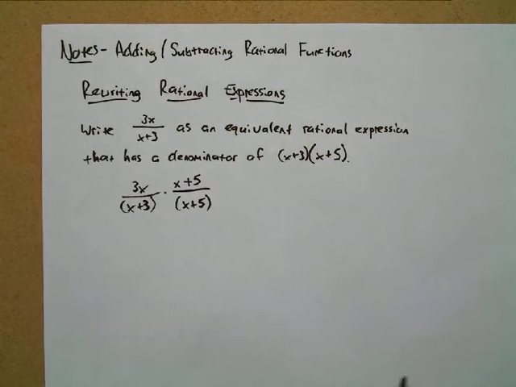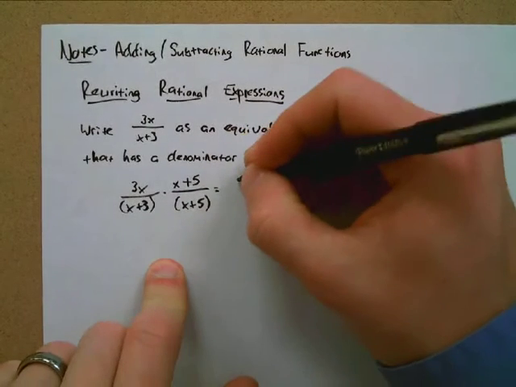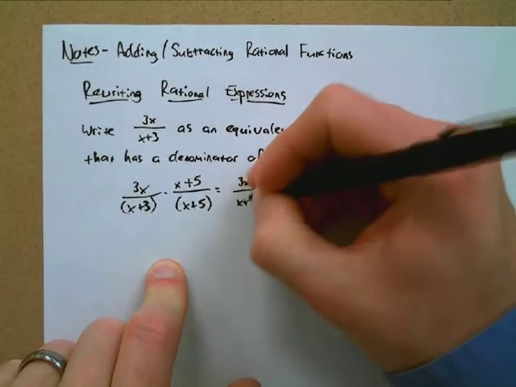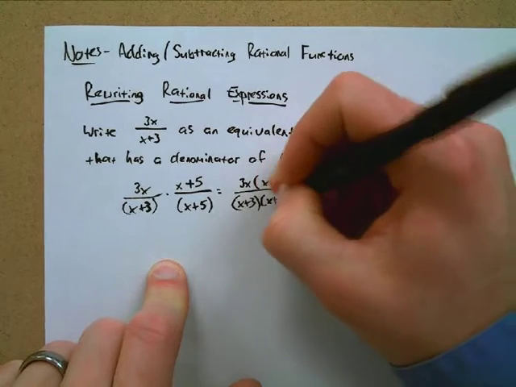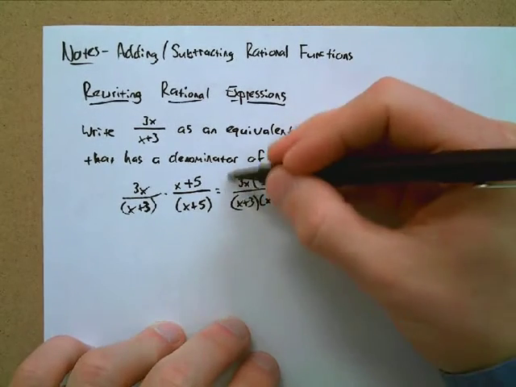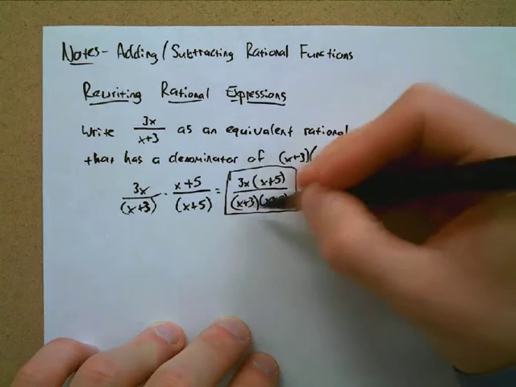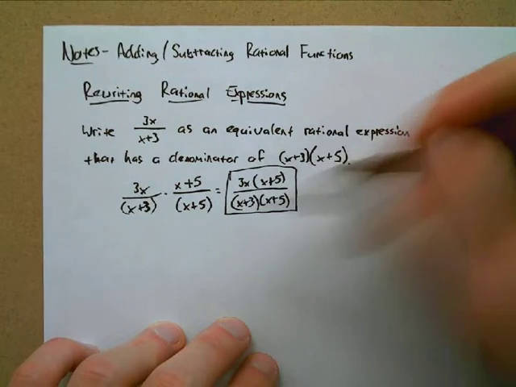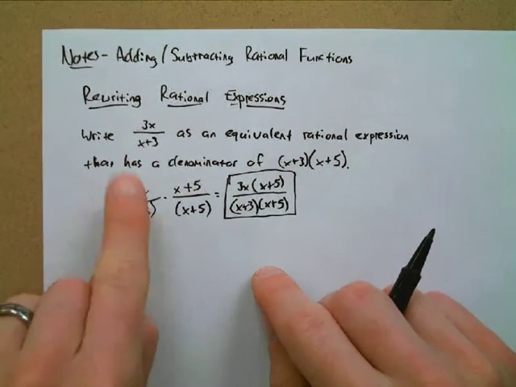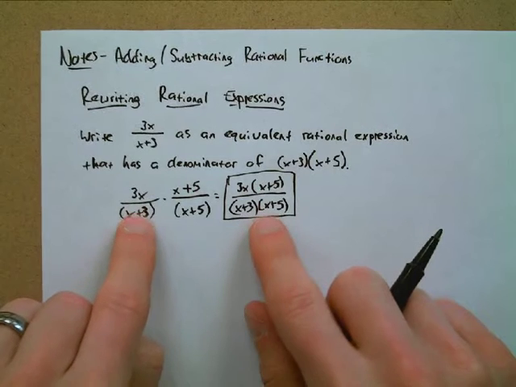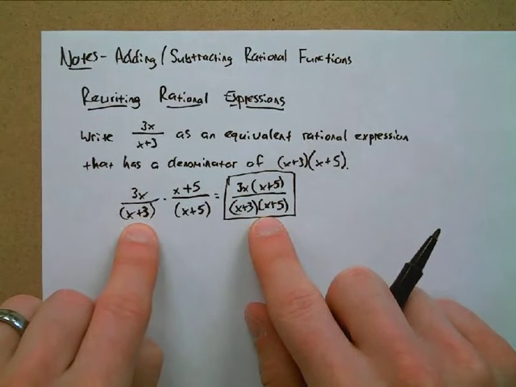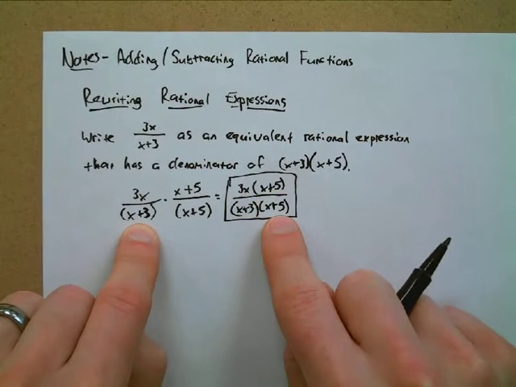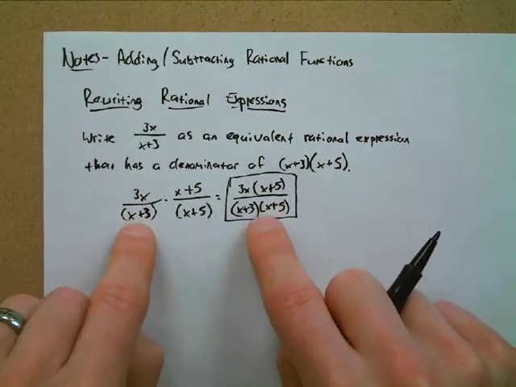Exactly right. So we'll have 3x times x plus 5 over x plus 3 times x plus 5. Now we've satisfied the conditions. We came up with an equivalent expression to 3x over x plus 3 that has a denominator of x plus 3 times x plus 5. So this and this are equal to each other. 3x over x plus 3 is the same thing as 3x times x plus 5 all over x plus 3 times x plus 5.